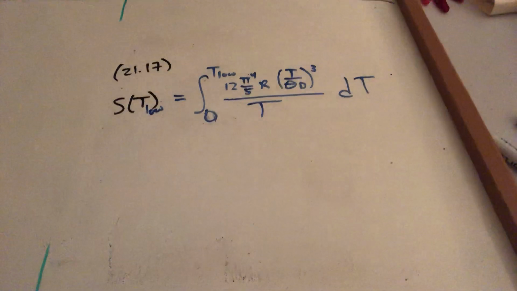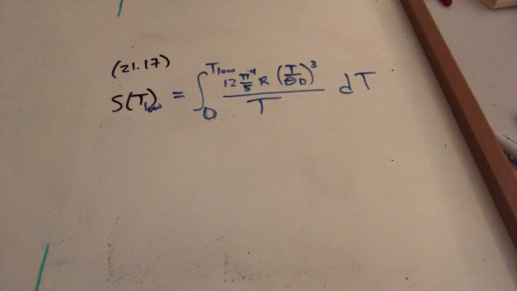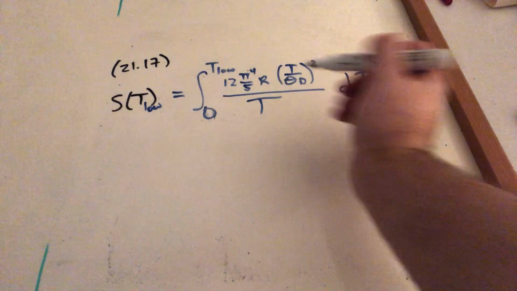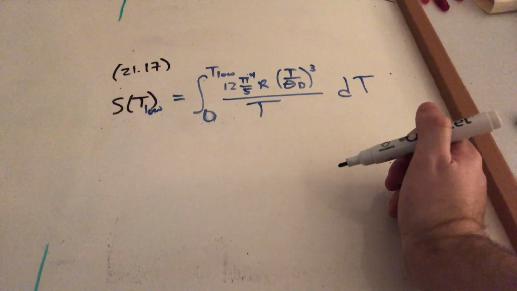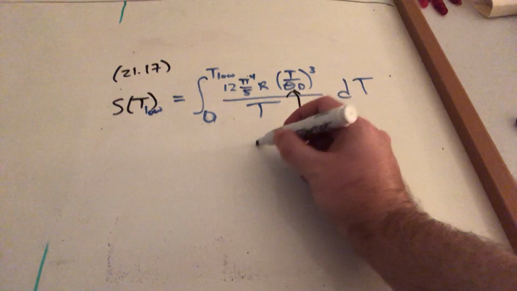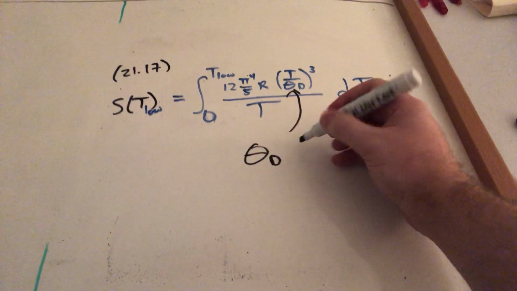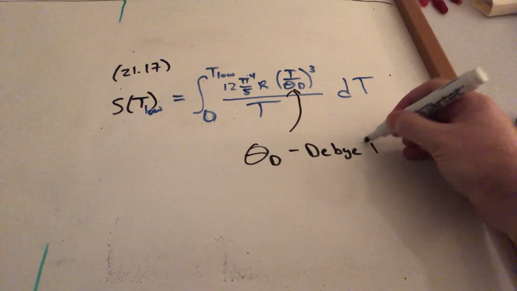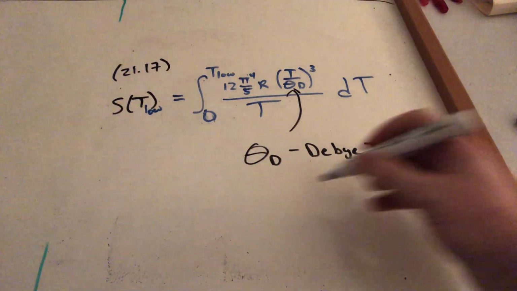This right here is the only thing that's unfamiliar, this theta D. The 12, pi, 5, R, those are familiar. You're going to use your energy R here, just like we normally would. This theta sub D, though, this is what we call the Debye temperature. And it is a fitting parameter.